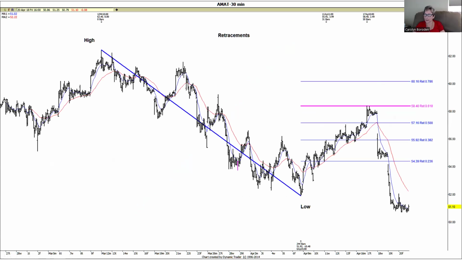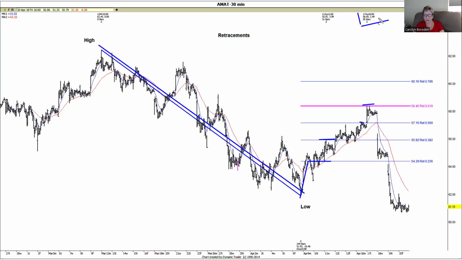This next chart's an example. This is in AMAT. This is a 30-minute chart. Here's where I measured a prior high to low swing and ran the ratios. And you can see nothing really happened here. You did have a short-term fail at the 0.382 retracement, maybe a micro stall at the 50%. But again, 0.618 ended up being pretty important at the 58.40 area. In this case, it was the exact high.